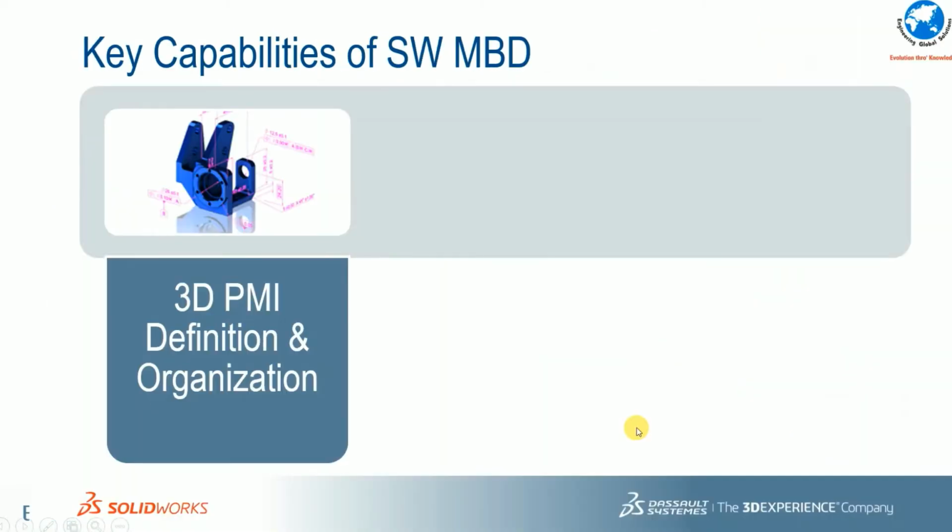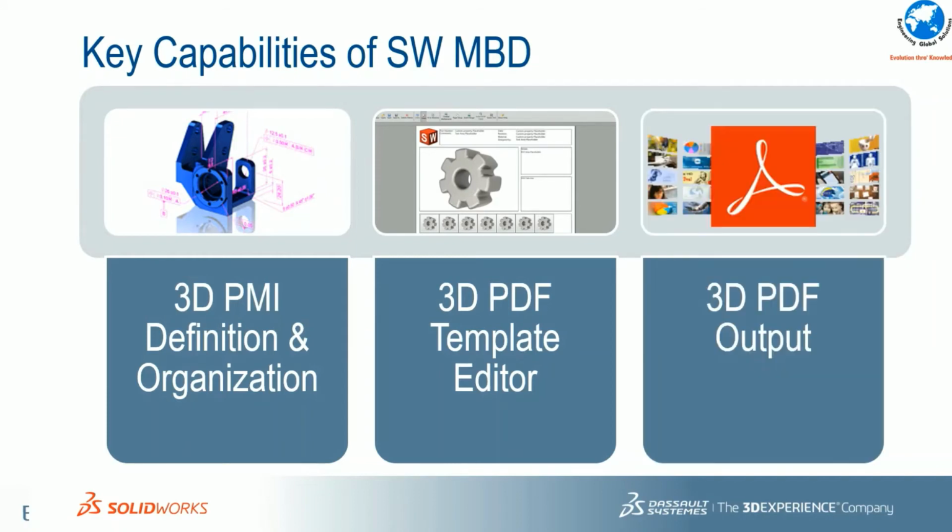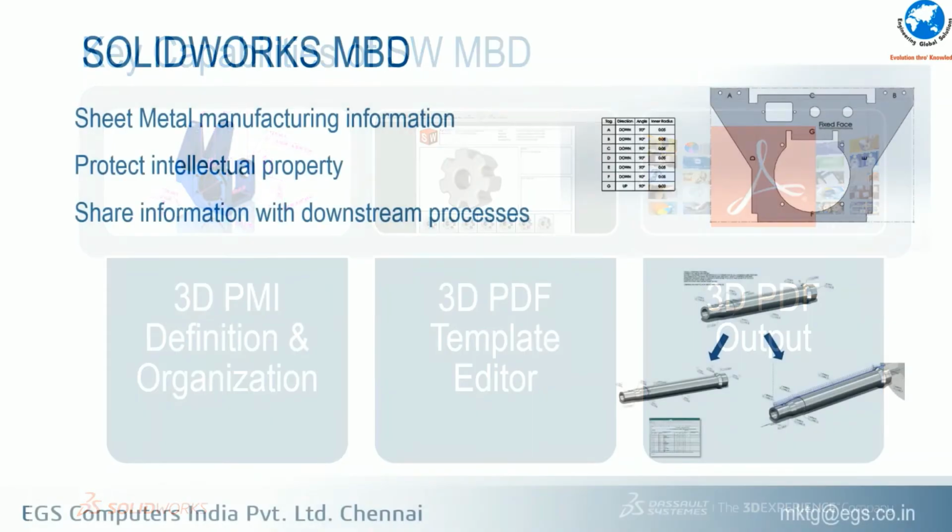So the key capability of SOLIDWORKS MBD is to provide all the product manufacturing information in the 3D model itself, and obviously we can publish this entire product manufacturing information with the 3D model in the form of a 3D PDF template, according to our company standard. And once we finish this, we can publish this entire documentation through 3D PDF to our downstream departments, as I previously told, right?